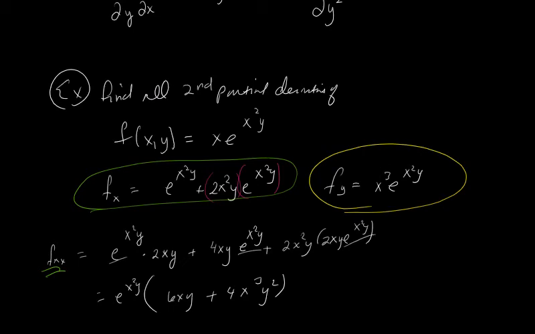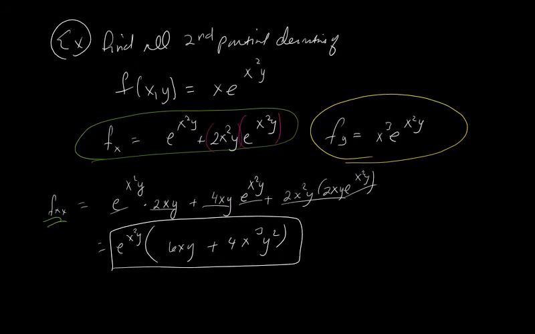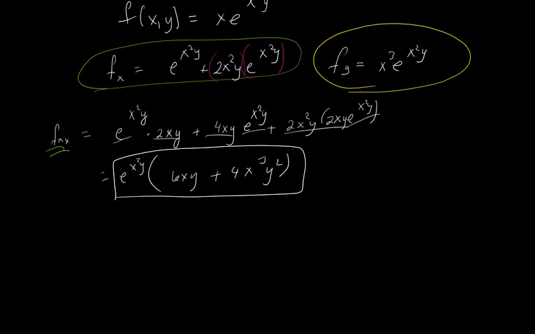I factored that out, combined the like terms here and here, and this was not a like term, that was something different, so we left that added there at the bottom. And there we have it. You can leave the e to the x squared y distributed. That's entirely up to you. That's perfectly fine. Okay, now let's do the second partial with respect to y twice, so fyy.